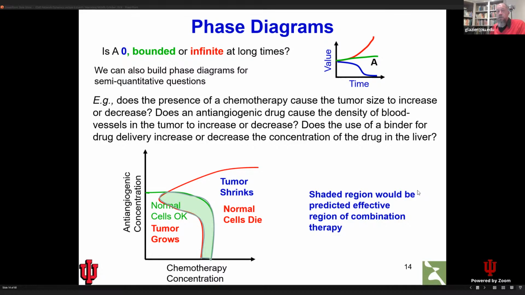And if I look at this, I've designed this so there is no concentration at which, if I only have the chemotherapy, things work well. Actually, I was a little careless. I think there's a small region. If I now include the anti-angiogenic, I have a broader region in which I can have the tumor suppressed without killing the cells around it. And so the shaded region then is a prediction of combination therapy efficacy.